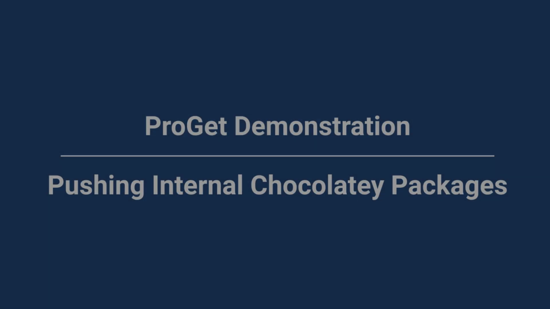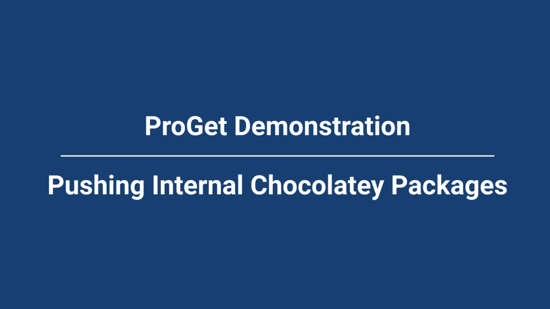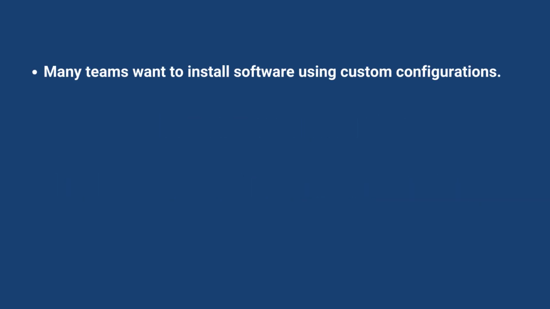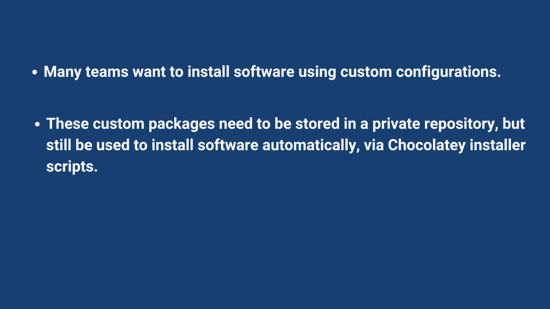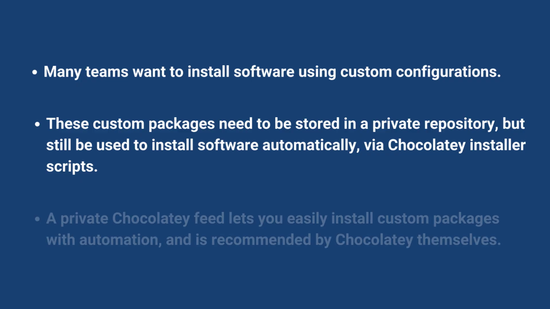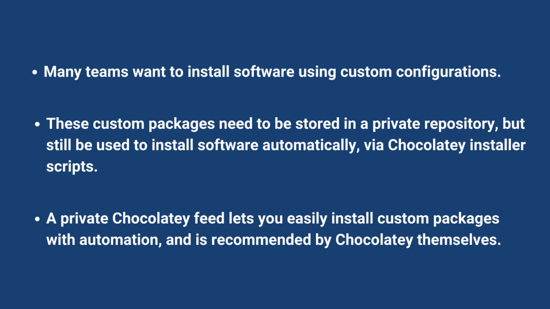Rolling out software with Chocolatey is a quick and efficient way to set up hundreds of machines, but when you want to install software using your custom configurations, you'll need a way to store the private packages you create while still being able to leverage automation with Chocolatey. Creating a private registry for your custom Chocolatey packages allows you to easily distribute software with your custom configs, and it's actually something recommended by Chocolatey themselves.